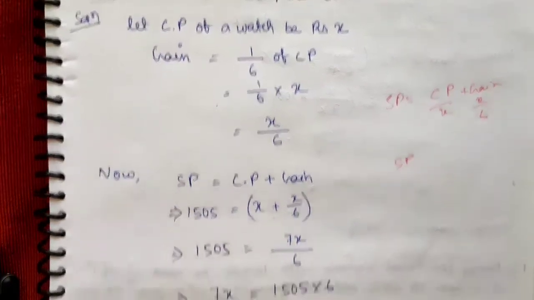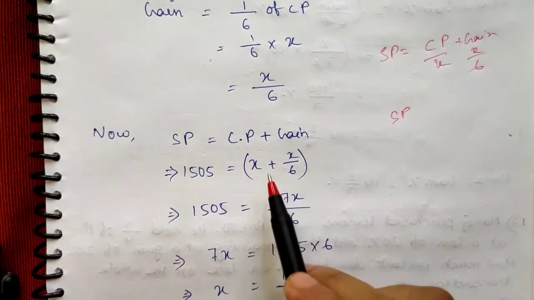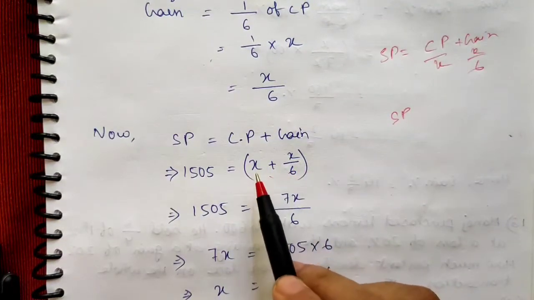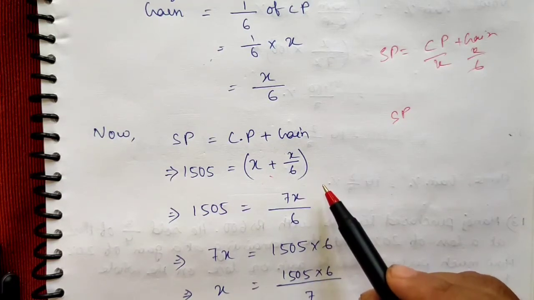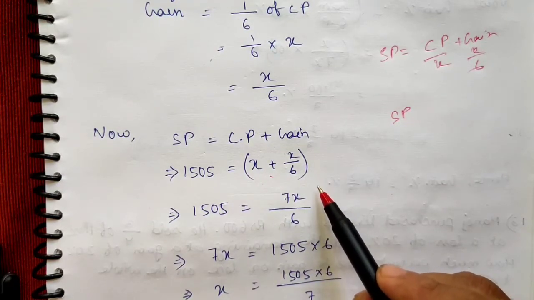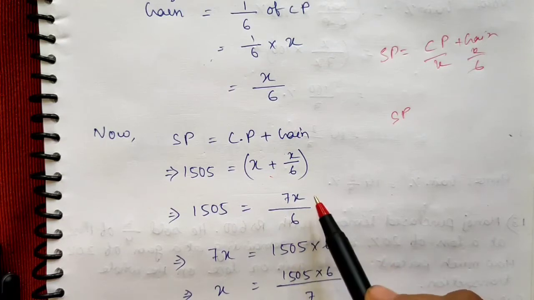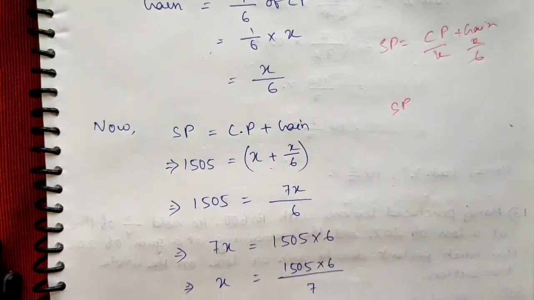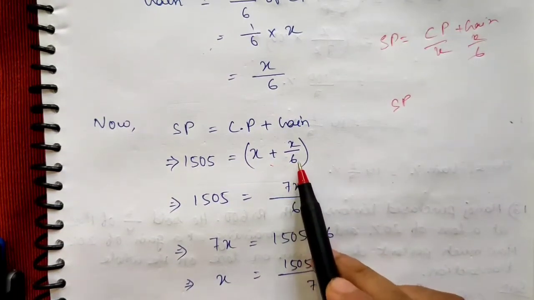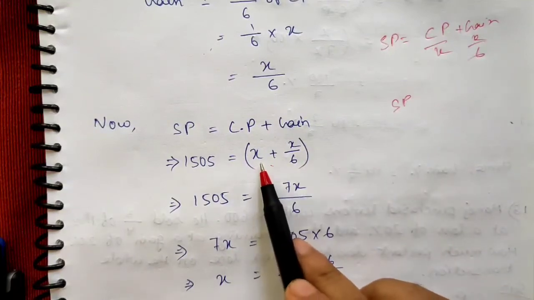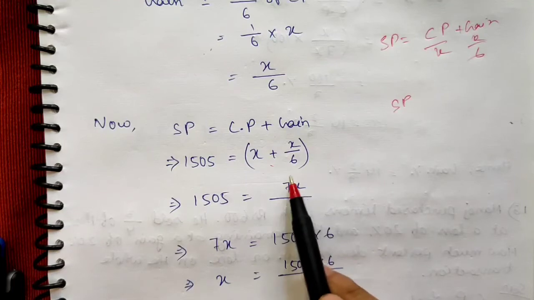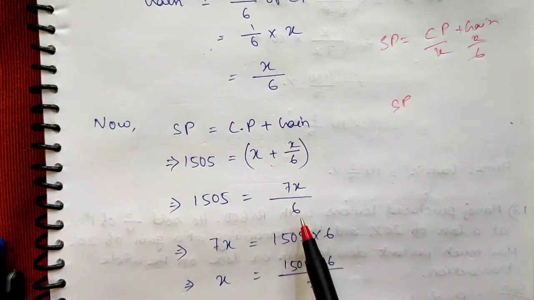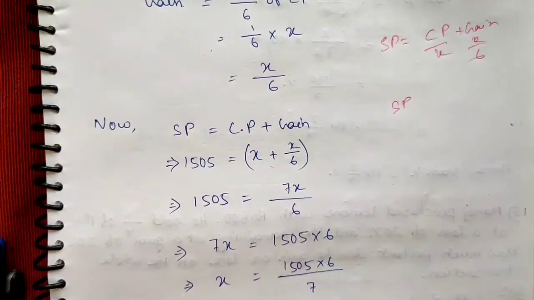Clear? Okay. Now we have to add these two fractions. So how to add two fractions? We have to make their denominators the same by taking the LCM, that is lowest common multiple. So here it will be 6, as 6 is divisible by 6 and also by 1. So 6 divided by 1 is 6. 6 into X is 6X plus X is 7X, so 7X by 6. After this clear? Okay.